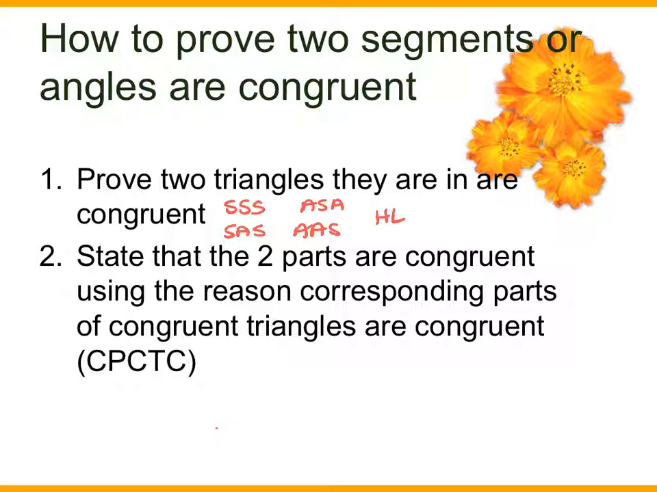And then once I've established the two triangles are congruent, I can say any remaining pair of corresponding parts, which could be two corresponding sides or two corresponding angles, are congruent. And the reason is that big long thing, corresponding parts of congruent triangles are congruent, or this acronym, CPCTC, which stands for corresponding parts of congruent triangles are congruent.